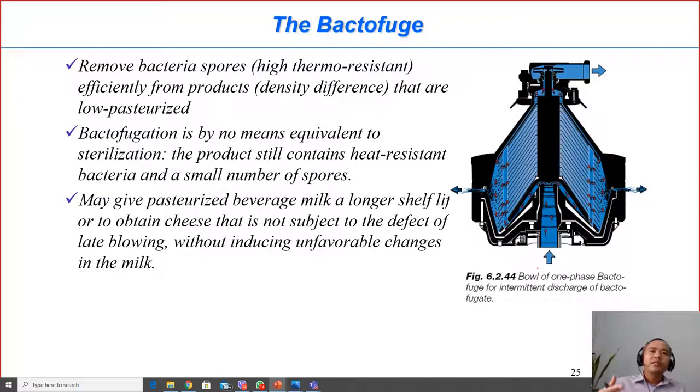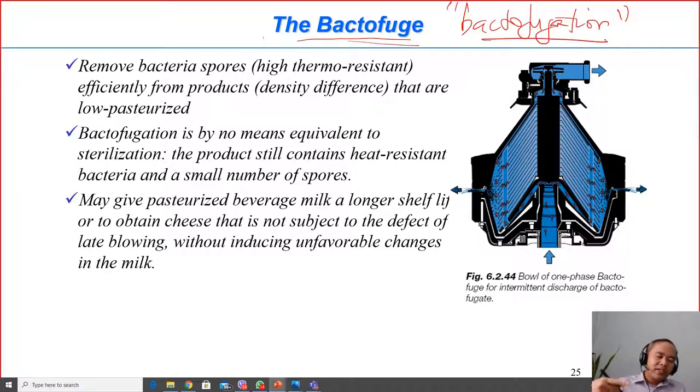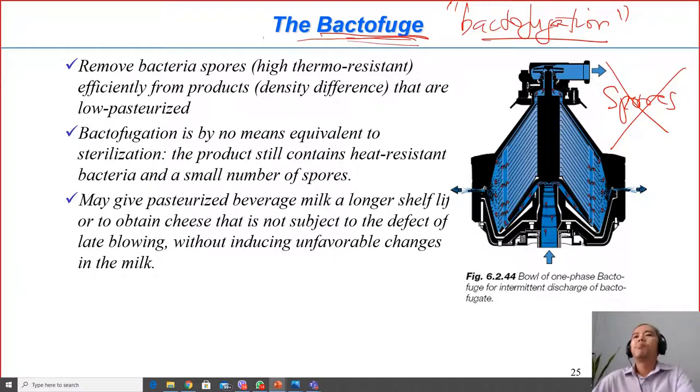And then we move to a further application of centrifugation before we start for today. This is the bactofuge. A bactofuge is a centrifuge which is applied to do bactofugation. What is bactofugation again? We just saw it a while ago. Bactofugation is centrifugation, but not to separate the cream, but to separate the spores, the bacteria. To remove spores of bacteria. It's the same principle of working, but for a different purpose, different application, so they call it by a different name, bactofuge.